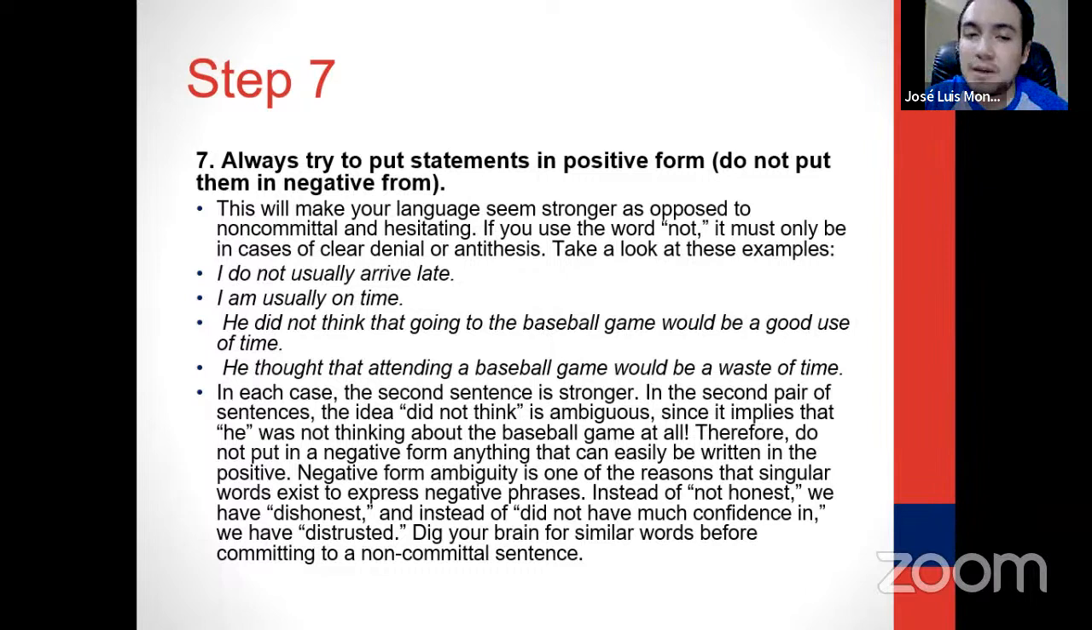Take a look at these examples. I do not usually arrive late. I'm usually on time. He did not think that going to the baseball game would be a good use of time. He thought that attending a baseball game would be a waste of time. Right? So in each case, the second sentence is stronger.